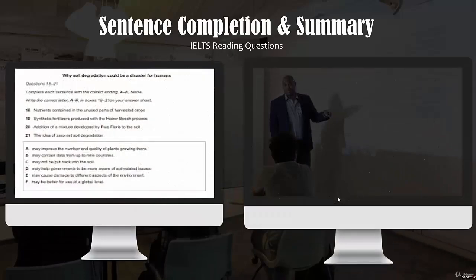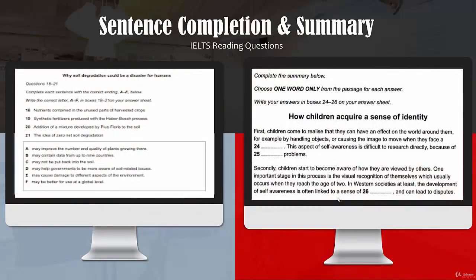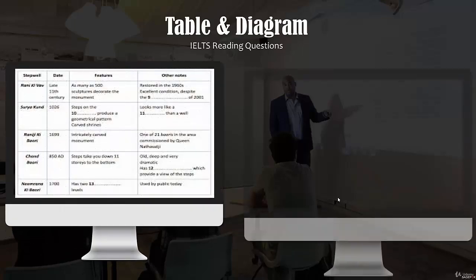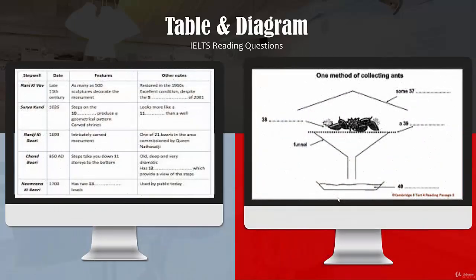Next, we have a sentence completion question on our left side, and on our right, we have a summary question. This is a summary question where you just have to scan. They don't give you answer choices to choose from. You have to find the sentence, and then based on the language of the sentence, choose the word that goes on the blank line. You have a table question, which is on the left, and a diagram on the right.